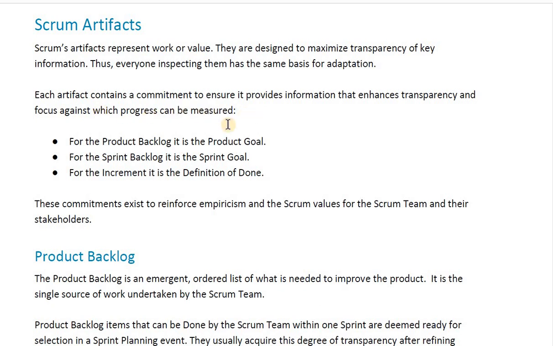measured. For the product backlog, it is the product goal. For the sprint backlog, it is the sprint goal. For the increment, it is the definition of done. This commitment exists to reinforce empiricism and Scrum values for the Scrum team and their stakeholders.